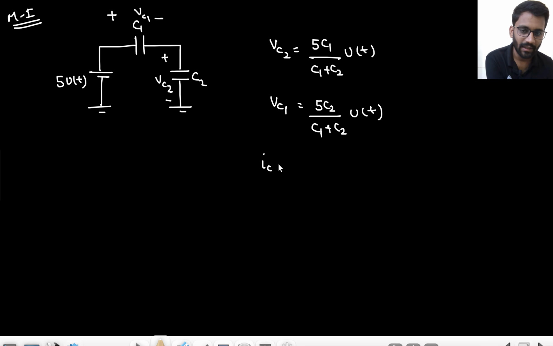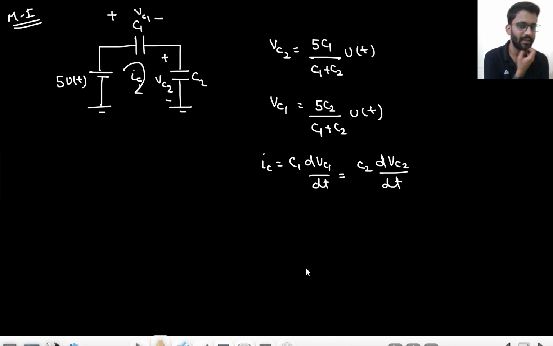What is current? IC. It can be C1 dVC1 by dt, just the differentiation, or it can be C2 dVC2 by dt. So I will just solve this one. C1 into differentiation of this. What will be the differentiation of VC1? This is just a constant value, right? So I can write A into UT.